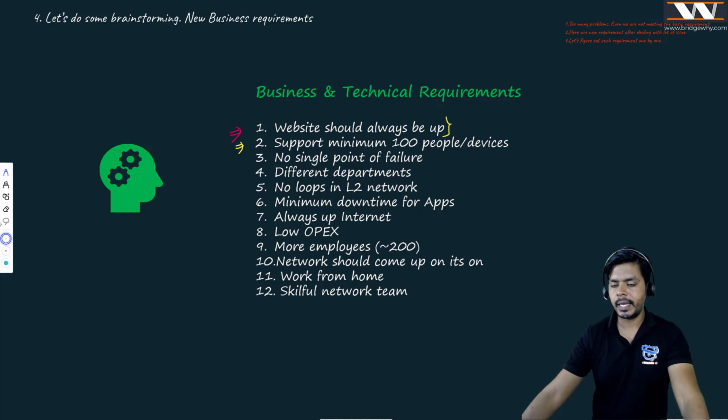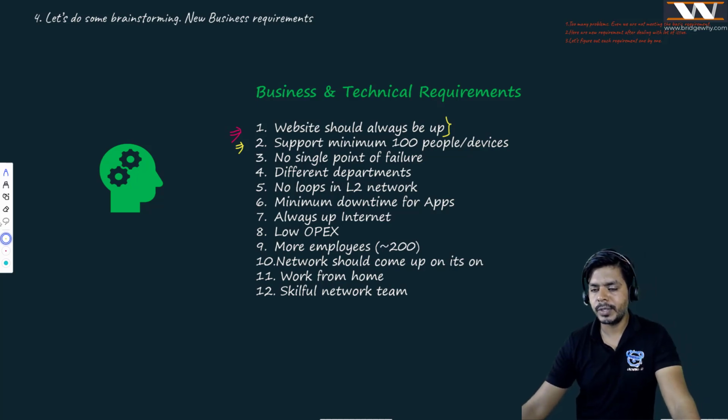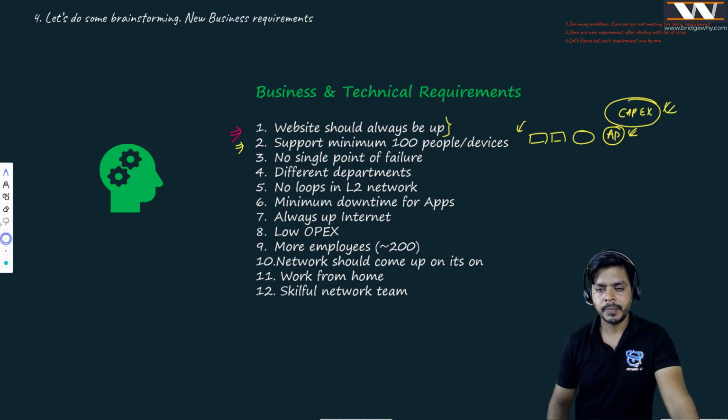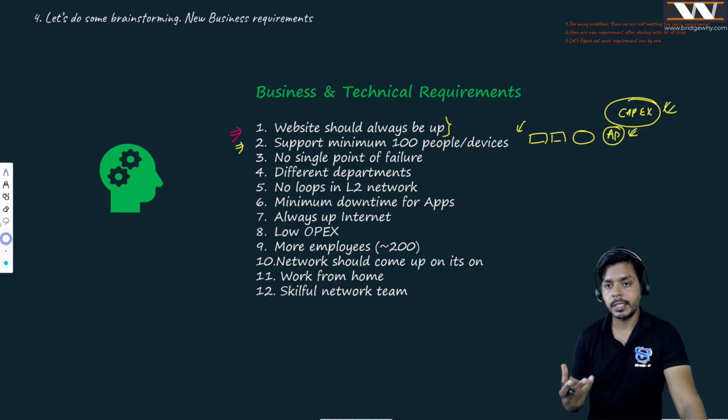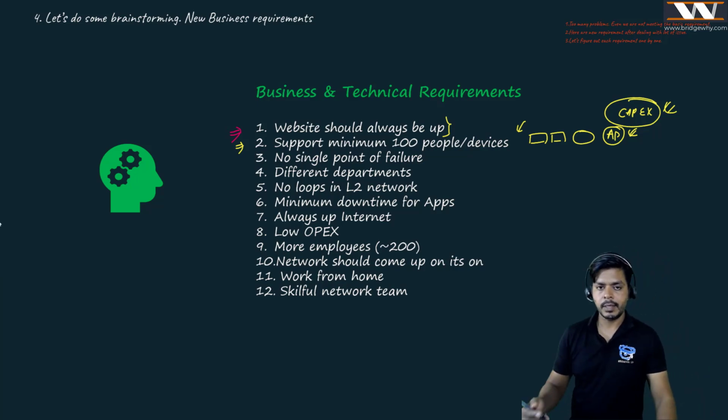If that is the case, we know now we have to buy new switches, right? We have to buy new routers. We have to buy access points also. As simple as that. And here your capex is going to increase, right? So we want to create a network which can support 100 people or devices.